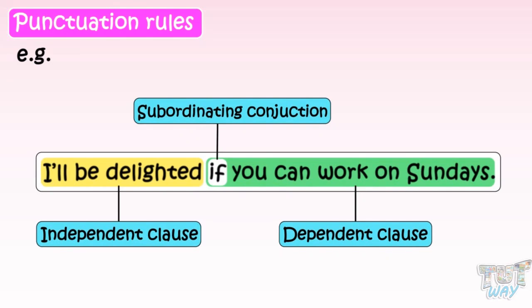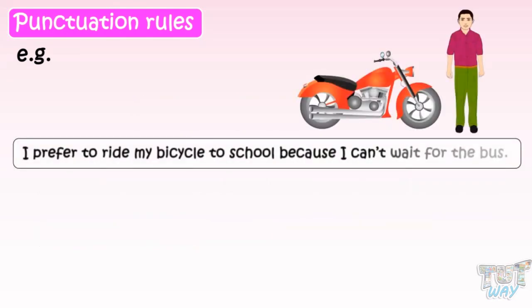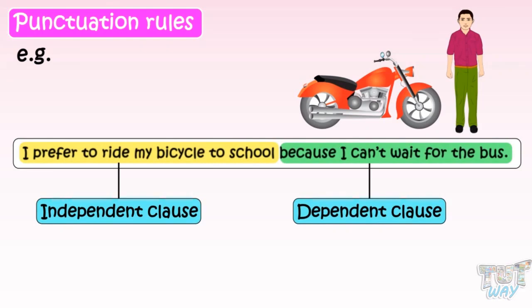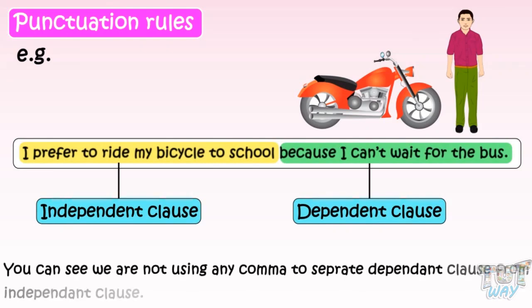I prefer to ride my bicycle to school because I can't wait for the bus. Here, the independent clause is I prefer to ride my bicycle to school, and we have a dependent clause because I can't wait for the bus. So you can see we are not using any comma to separate dependent clause from independent clause because independent clause comes first.